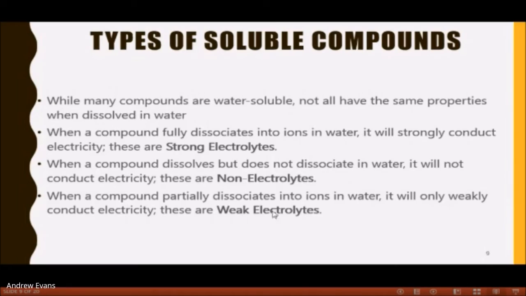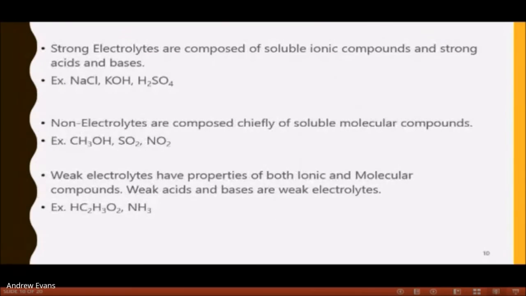Those guys are going to be a little bit harder to recognize, but they are a good deal rarer. So strong electrolytes, most of these are soluble ionic compounds and strong acids and bases. Sodium chloride, strong base like potassium hydroxide, strong acid like H2SO4, sulfuric acid.